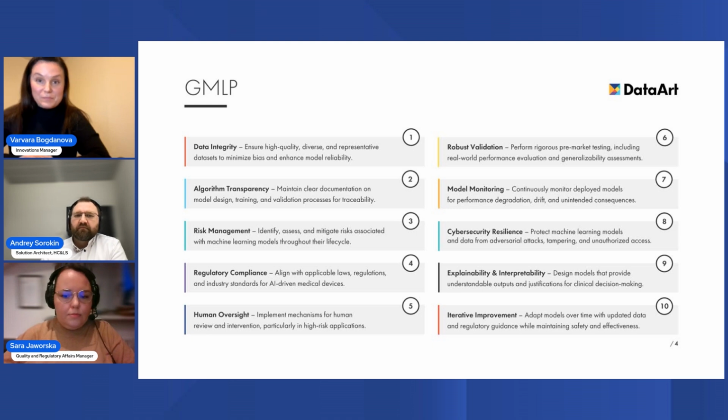And they bring their product to the market. Let's talk about post-market. Andre, as Sarah mentioned, AI regulations evolve constantly. So does AI. When the AI-driven medical device is already on the market, how can we monitor and improve this product post-market?